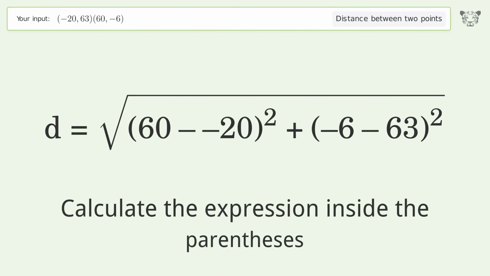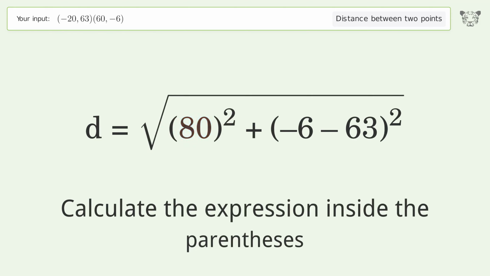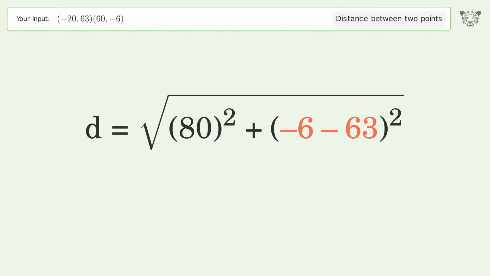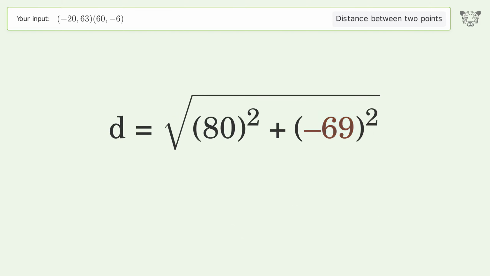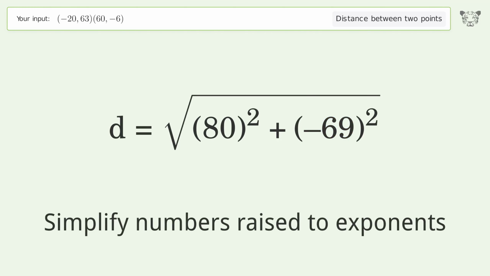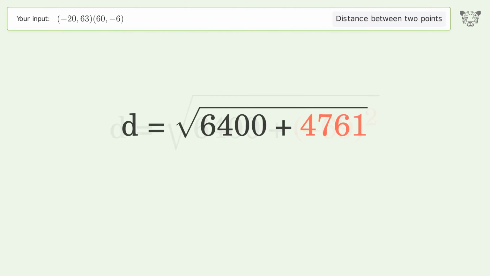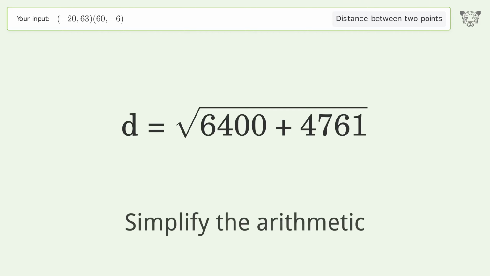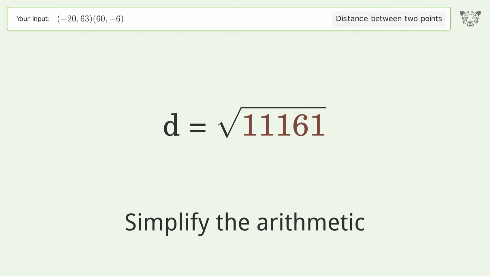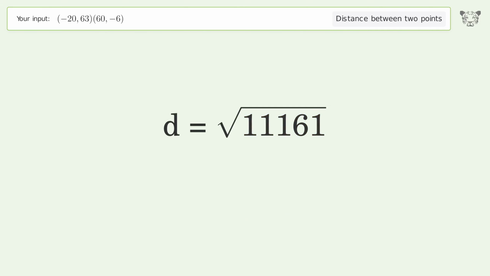Calculate the expression inside the parentheses. Simplify numbers raised to exponents. Simplify the arithmetic. And so the distance between the 2 points is the square root of 11,161, or 105.646.